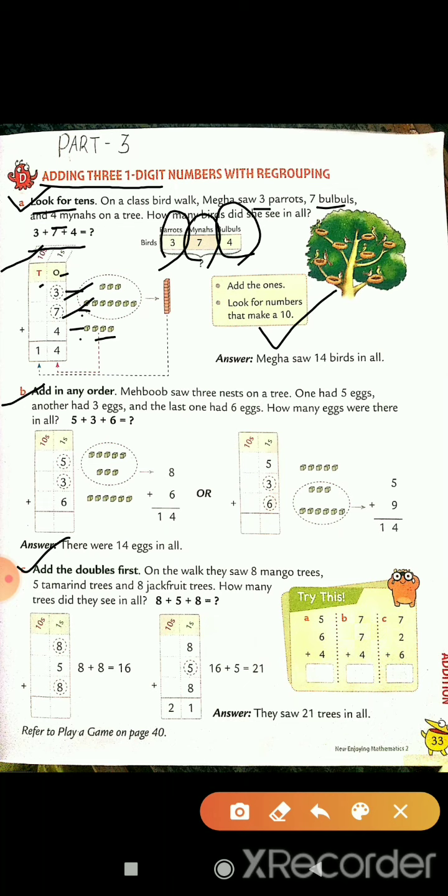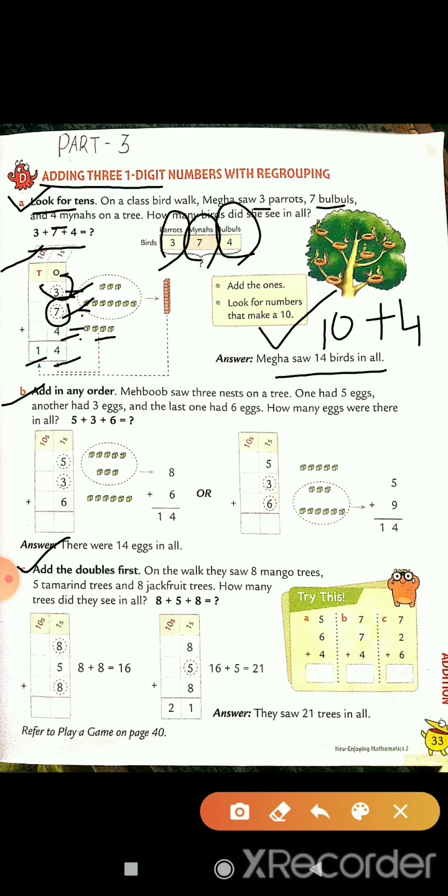So, 3 and 7 here make 10. Then we have to add 10 with the remaining number, that is 4. So 10 plus 4 is equal to 14. 14 can be regrouped as 1 ten and 4 ones. So at the place of ones we will write 4 and at the place of tens we will write 1. So our answer is Megha saw 14 birds in all.